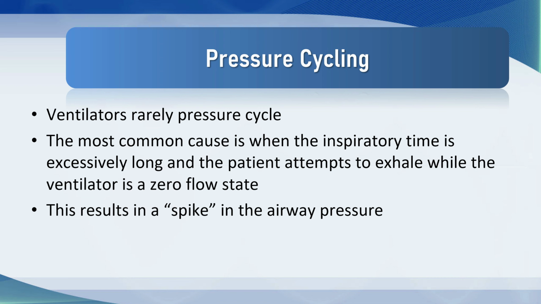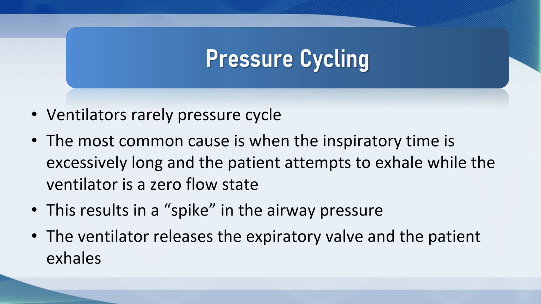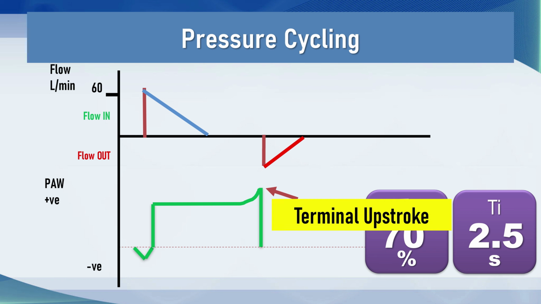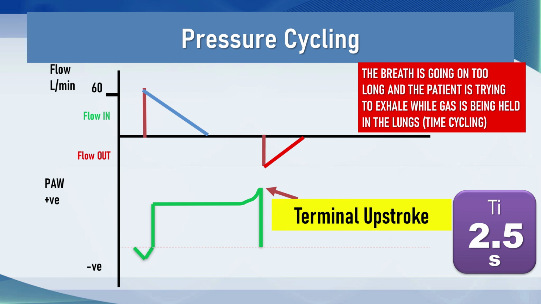Up to a certain amount, the flutter valve on modern ventilators will let off some gas but keep the airway pressure the same. But if the pressure limit that has been set in the ventilator is exceeded, the ventilator will cycle to exhalation. This is an example of pressure cycling. You can see here there was a terminal upstroke on the pressure waveform. The breath is going on too long and the patient is trying to exhale while gas is being held in the lungs. This is time-cycled ventilation.